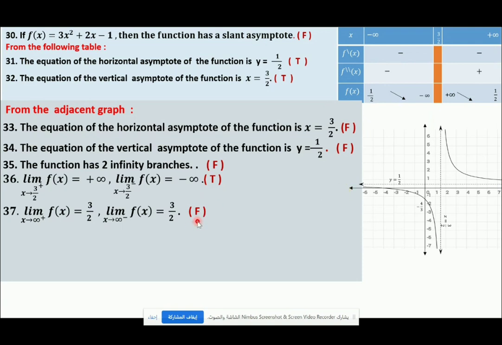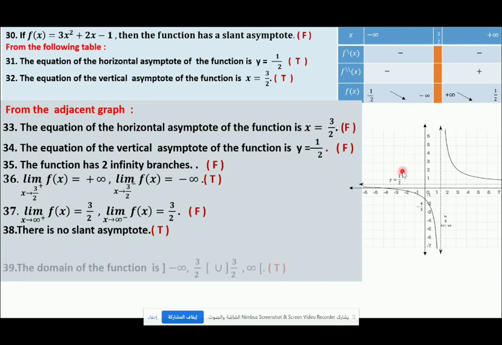So it is false. And here also in the table, when you are going to negative infinity, the function is going to 1 over 2. Going to plus infinity, you are going to 1 over 2. So it's false. 38. There is no slant asymptote. This is clear in your graph.